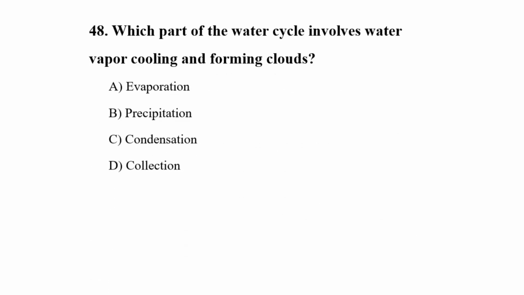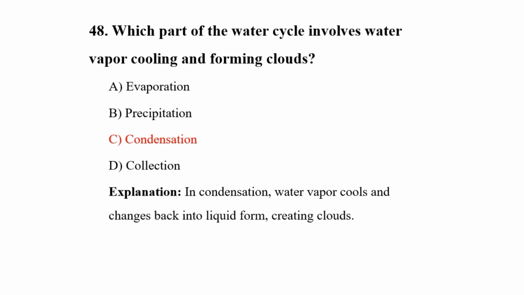Question number 48. Which part of the water cycle involves water vapor cooling and forming clouds? A. Evaporation. B. Precipitation. C. Condensation. D. Collection. The answer will be condensation, because in condensation water vapor cools and changes back into liquid form, creating clouds.